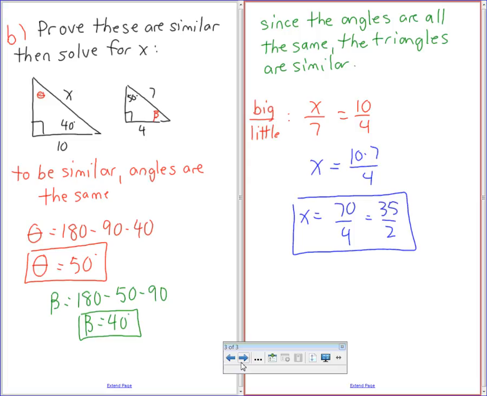Okay, now please be brave and ask here. Again, the idea for all these similar triangles is that you need to get the equivalent angles to show they're the same, and then you set up ratios for that. Yeah, go ahead. If you're doing little over big, would it just be 7 over x equals 4 over 10? The difficulty though is you need an x in the numerator to solve it, right?